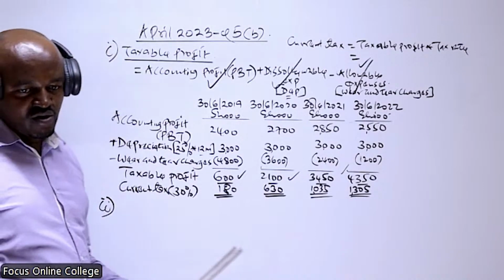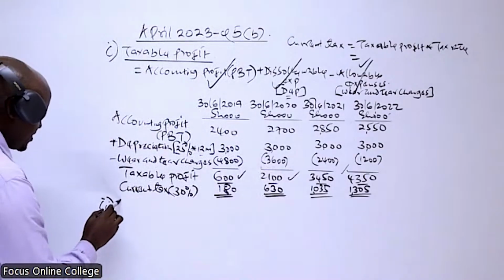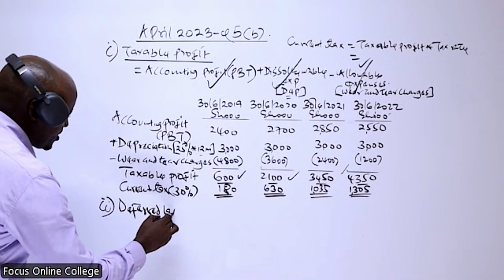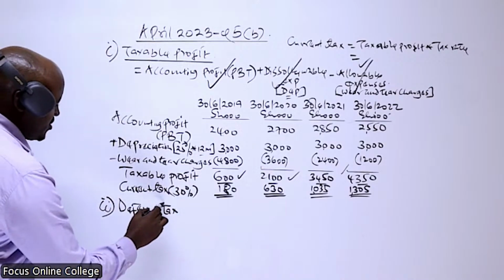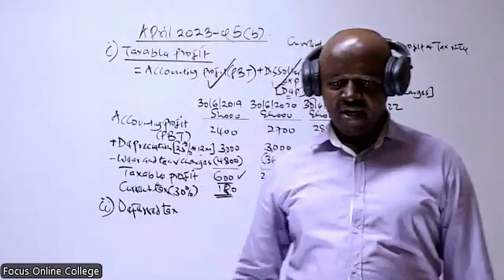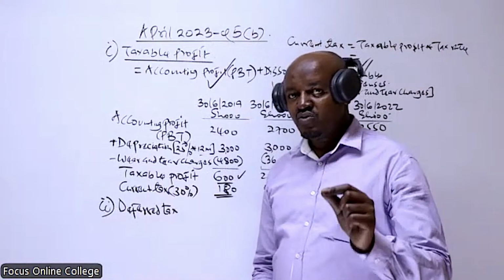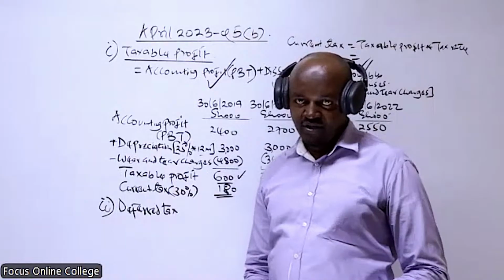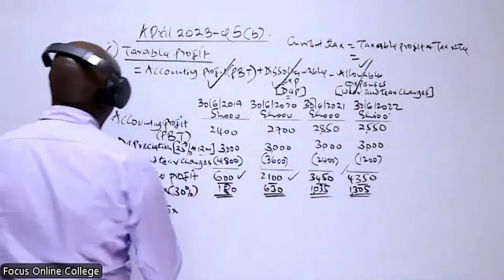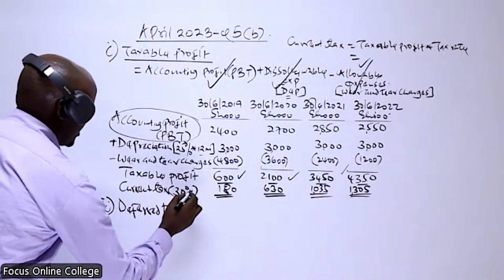So let's move to Roman 2 of the question. In Roman 2, we are required to compute what? The deferred tax. Now, the deferred tax, if you can recall from our previous class, we said this one arises as a result of the difference between the accounting profit and the taxable profit.